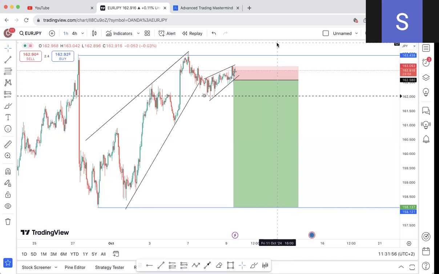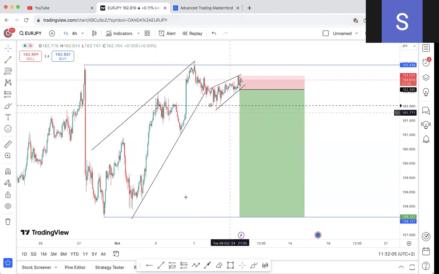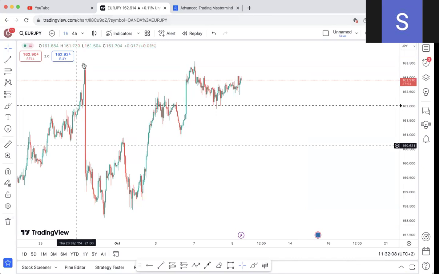Now, guys, in this session, I'm going to be focusing on the pair that I'm trading for this week. I'm just going to be giving an analysis behind why I chose this pair and how I'm looking to execute an entry on it. So, without wasting any time, let us get into it.